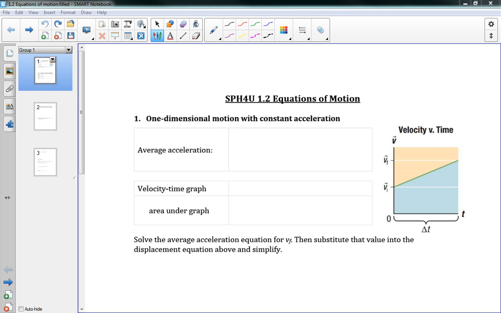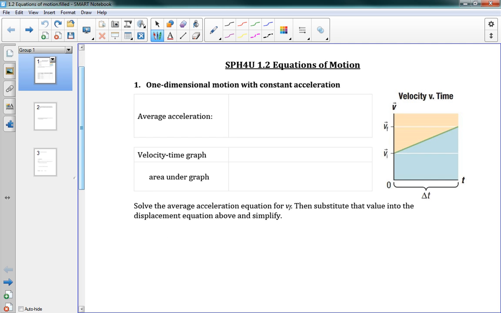Okay, welcome to 1.2 Equations of Motion. Again, this should mostly be a review of things you've seen already. We're talking about the equations of motion, and we want to get equations that are going to relate all of the different variables that we have: acceleration, initial speed, final speed. So we're going to see how we can get those equations.